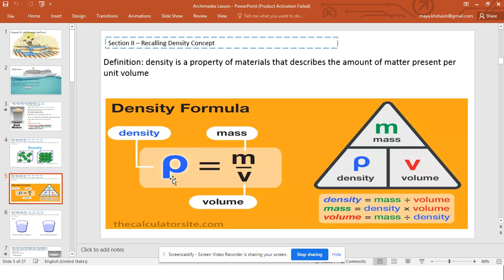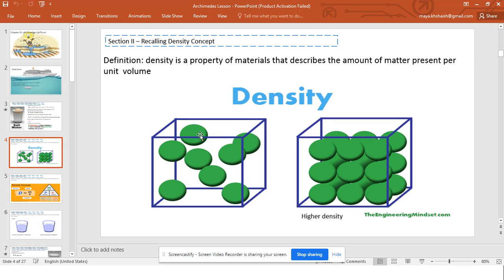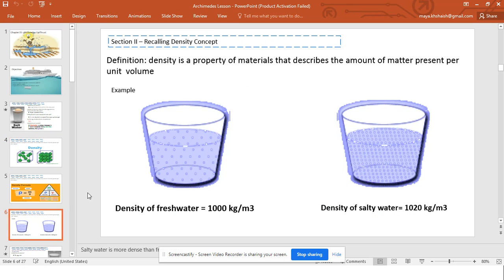Since, according to this formula, for the same volume, the density and the mass are directly proportional. So for the same volume, as the mass increases, the object is considered to be denser. Similarly here, the salty water is denser than the fresh water. The average density of salty water is 1020 kilogram per meter cube, while the density of fresh water is 1000 kilogram per meter cube.